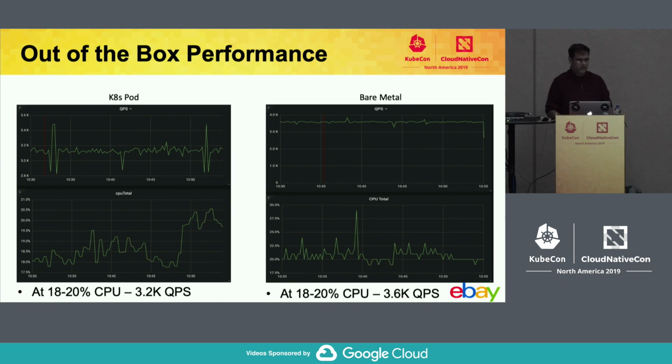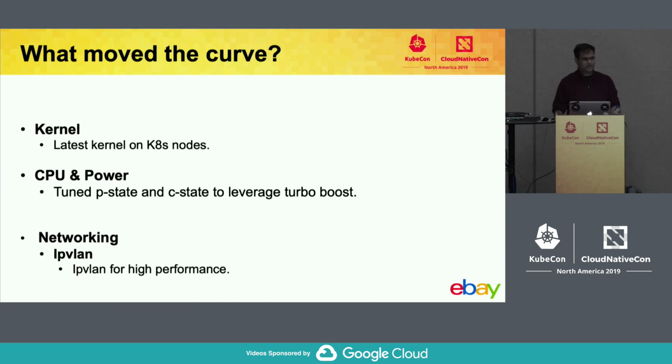We wanted to be as close to our bare metal performance as possible, because this is a latency-sensitive application and we cannot compromise on its performance. So we set out to look at the performance of our K8s node on which the search is hosted. So what helped us move the curve?